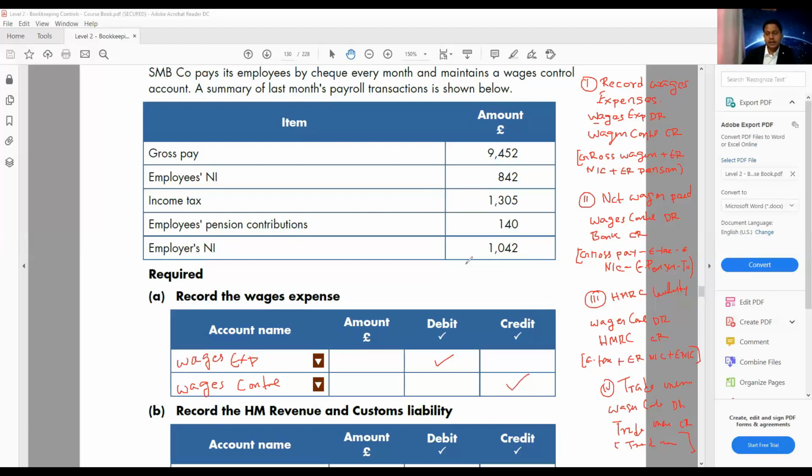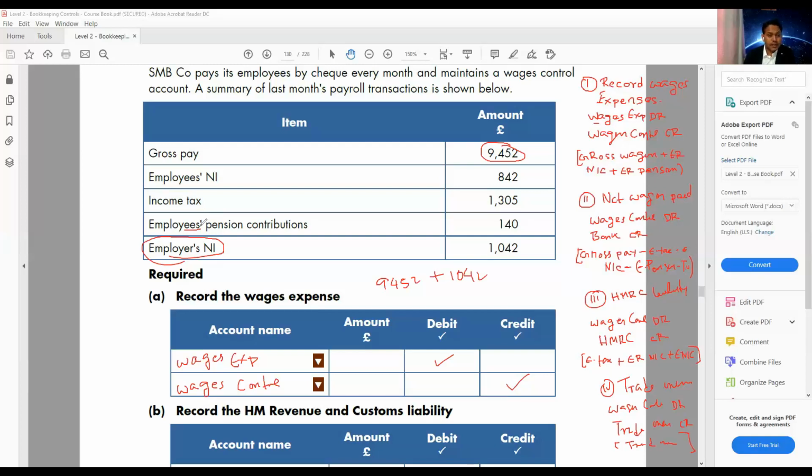How much is the figure? We can see in the bracket we said gross wages plus employer NIC plus employer pension. So this is our gross wages, that is 9452, plus employer's national insurance, that is 1042, and employer's pension, but we don't see any employer's pension. We have only employee pension. We don't have any employer. So if we don't have it, we don't take it.